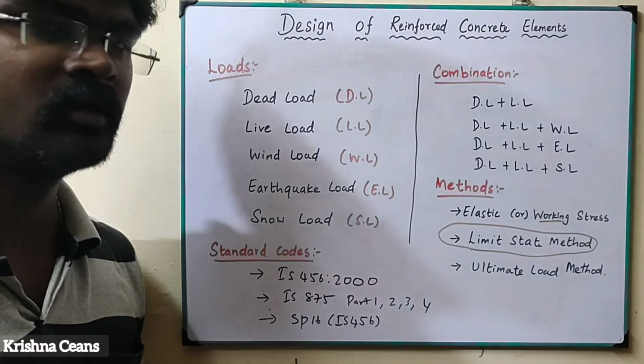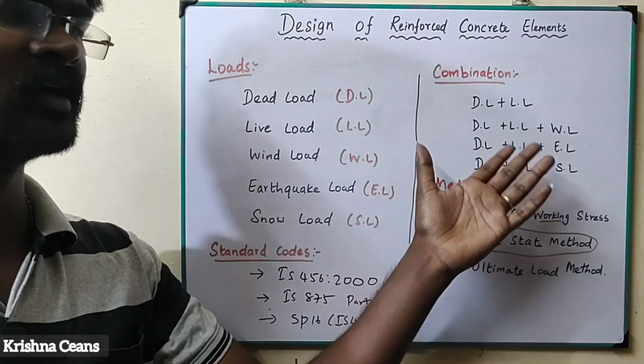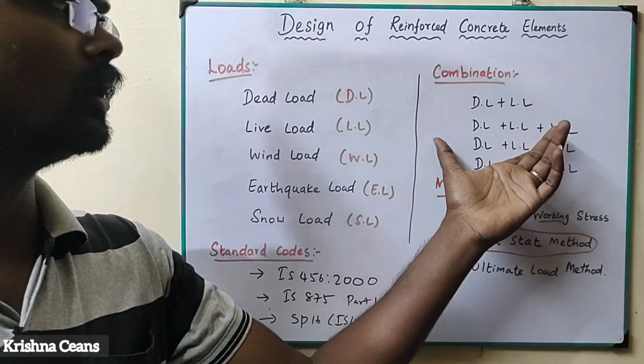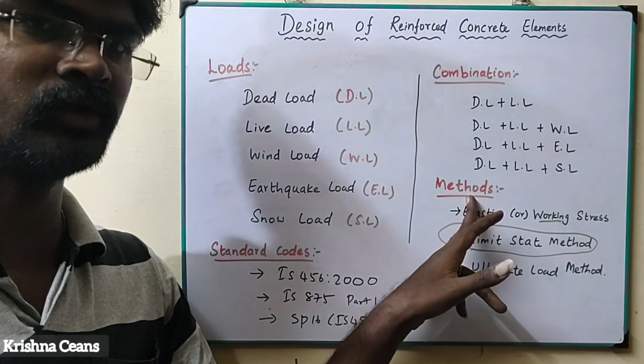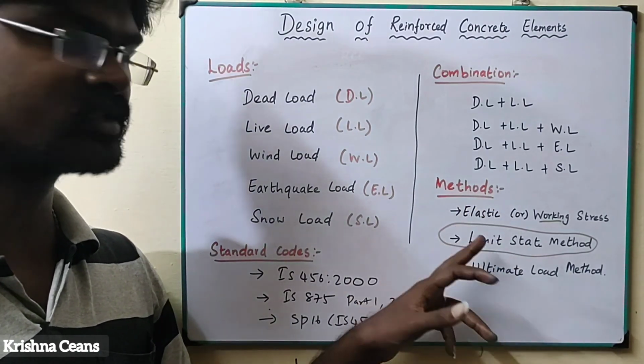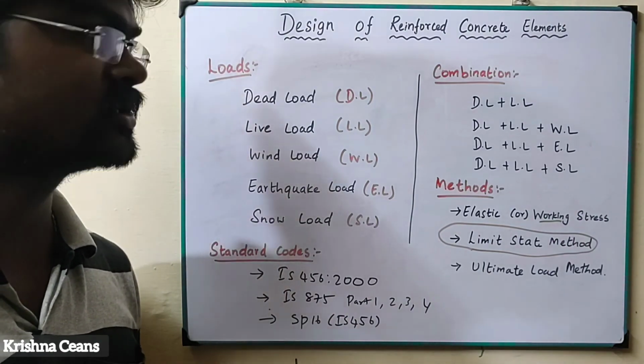So this is the explanation for the loads. What are the different types of loads? What are the different combinations acting on the elements? Then what are the different methods we are going to use in the design of RCC? Then what are the standard codes we use for the RCC elements?